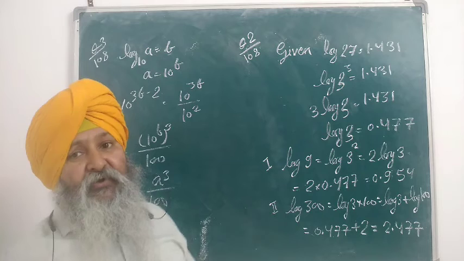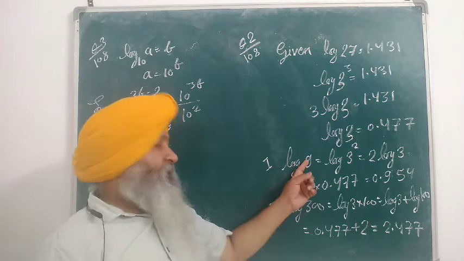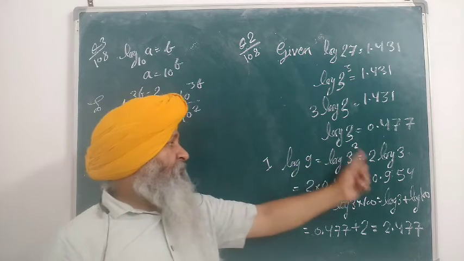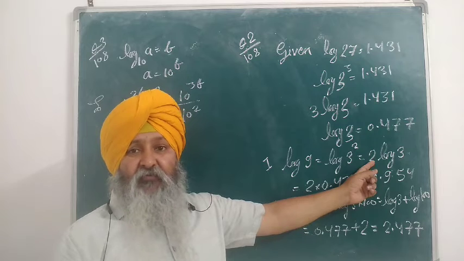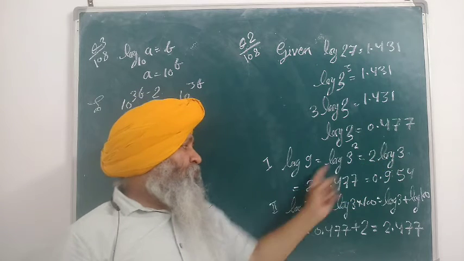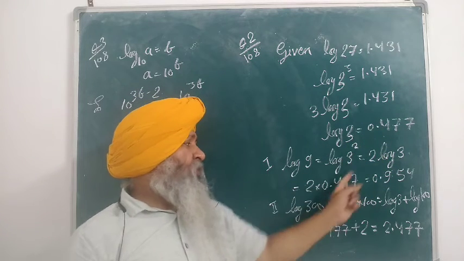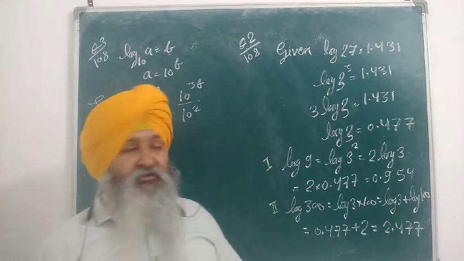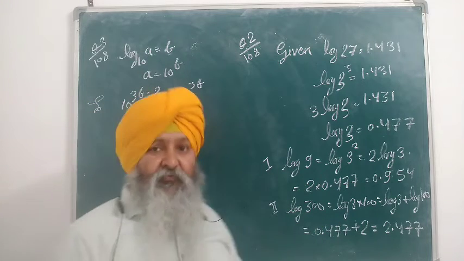Again, please listen. I have to evaluate log 9. What is 9? It is not a prime number. It is 3 square. In log, you know that the power comes to multiplication, it comes forward. So 2 log 3, 2 as it is. Log 3's value you already evaluated, 0.477. When you multiply this, the answer is 0.954.